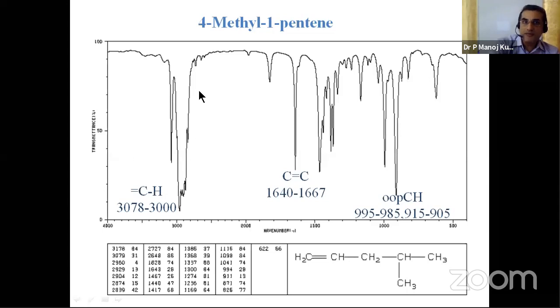So this portion clearly tells you that the molecule has got both saturated and unsaturated parts. And not only that, it contains an alkene. And what is the type of the substitution? Mono substituted. So you will get two peaks, 905 to 915 and 985 to 995. You'll get peaks here. C double bond C, a single peak between 1640 to 1667.